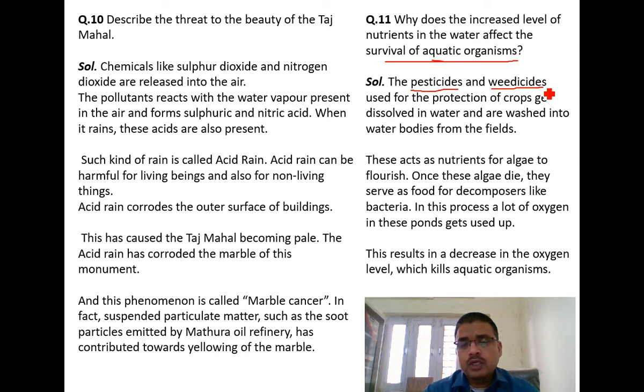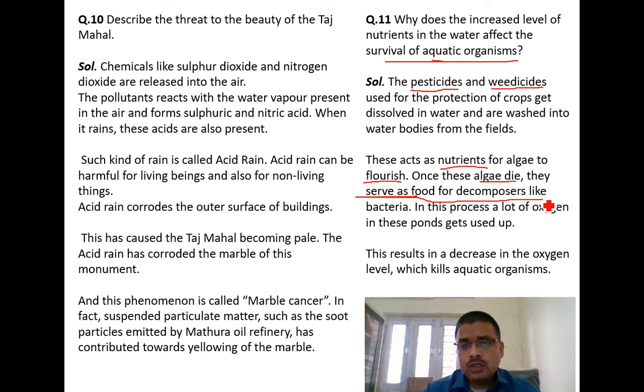Now these act as nutrients for algae. The pesticides and weedicides act as a nutrient for the algae to flourish. And once these algae die, they serve as food for decomposers like bacteria. In this process, lots of oxygen in these ponds gets used up.